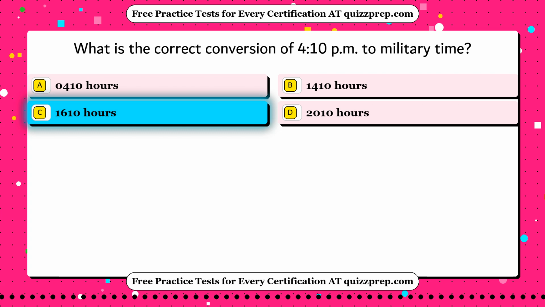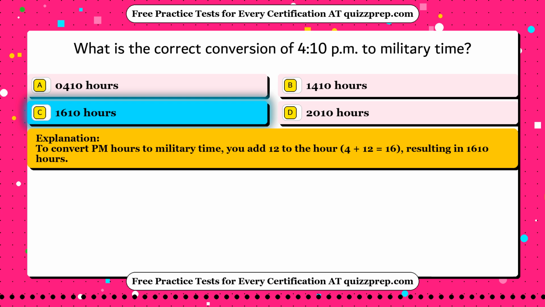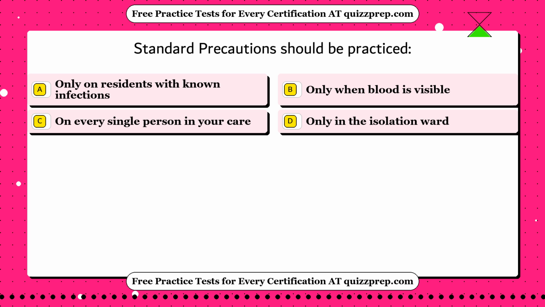The correct answer is option C, 1610 hours. To convert PM hours to military time, you add 12 to the hour, 4 plus 12 equals 16, resulting in 1610 hours. Question 92. Standard precautions should be practiced.